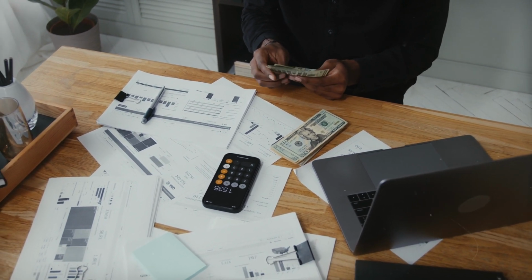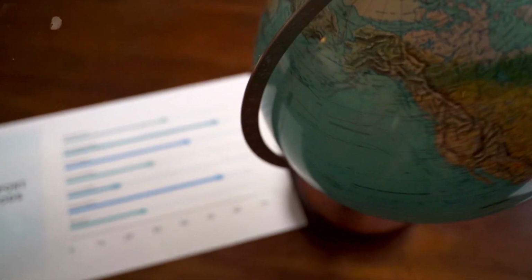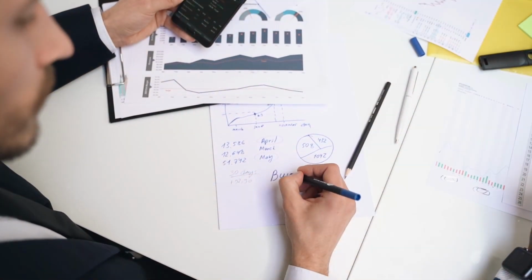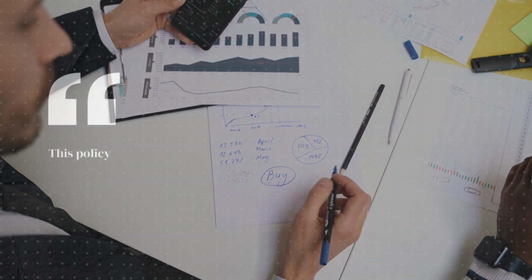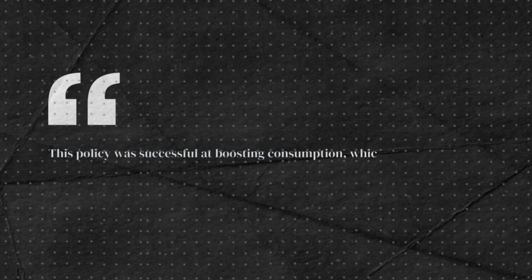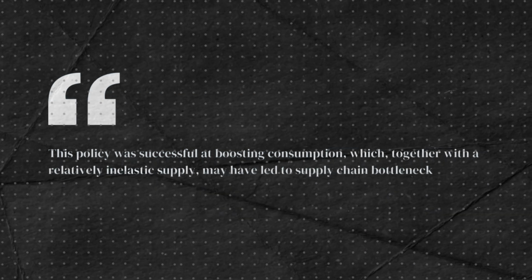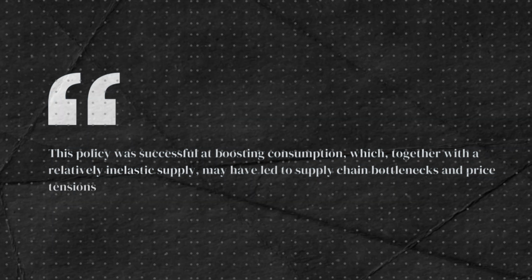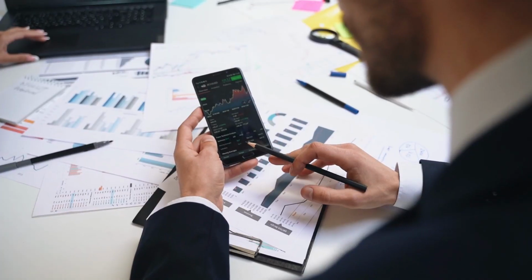The St. Louis Fed survey also suggested that higher-than-expected consumer spending and supply chain issues may have amplified each other to feed rising inflation. "This policy was successful at boosting consumption, which, together with a relatively inelastic supply, may have led to supply chain bottlenecks and price tensions," the authors continued.